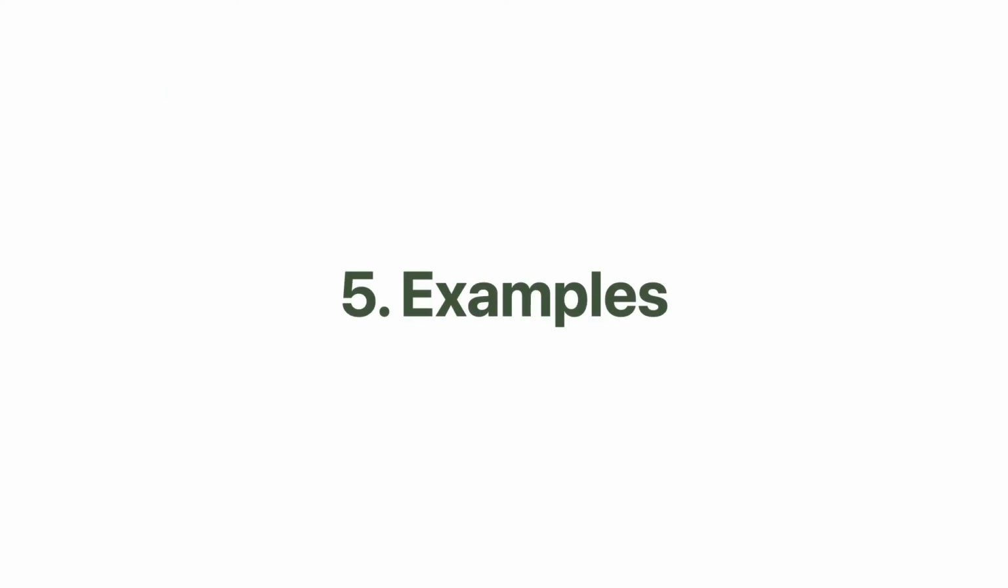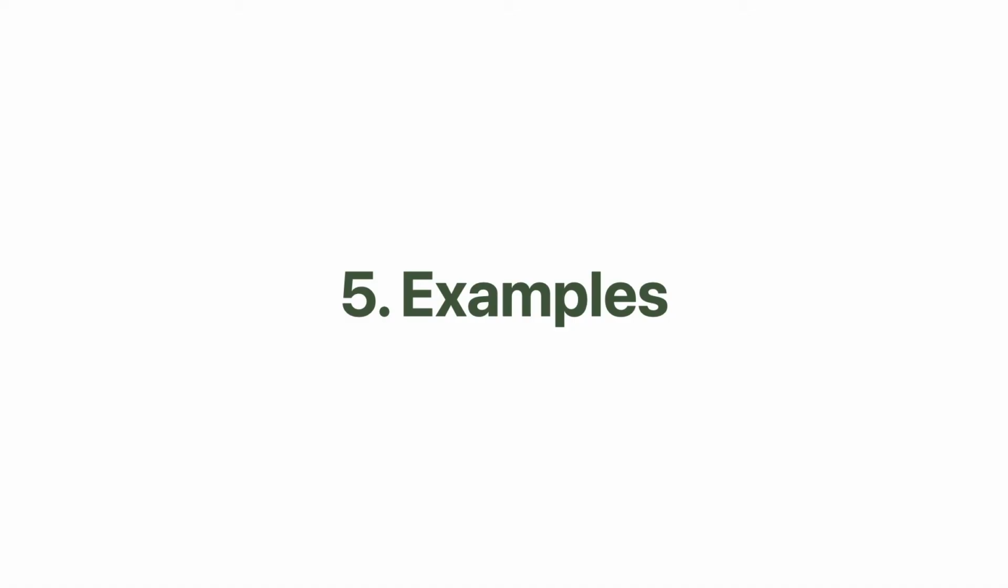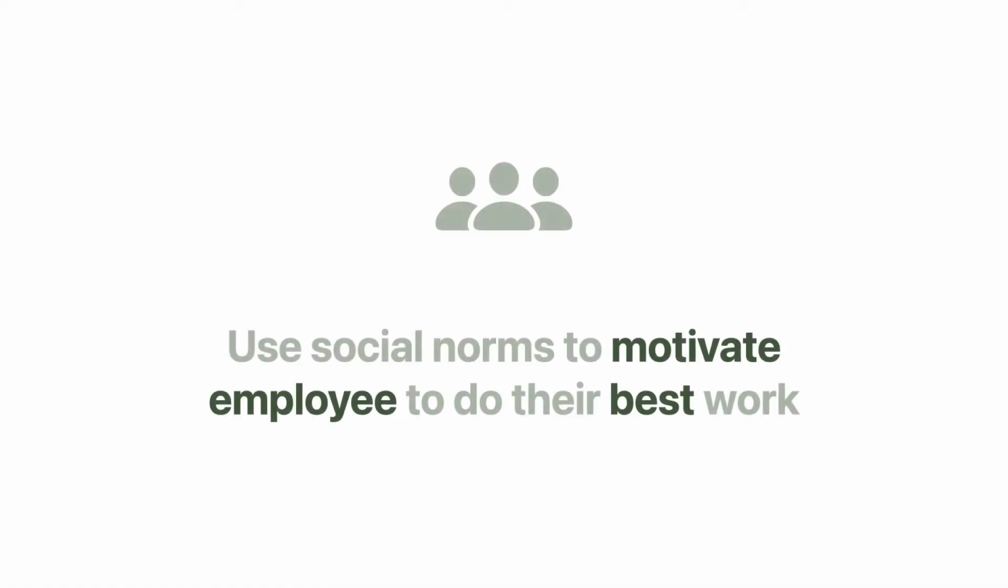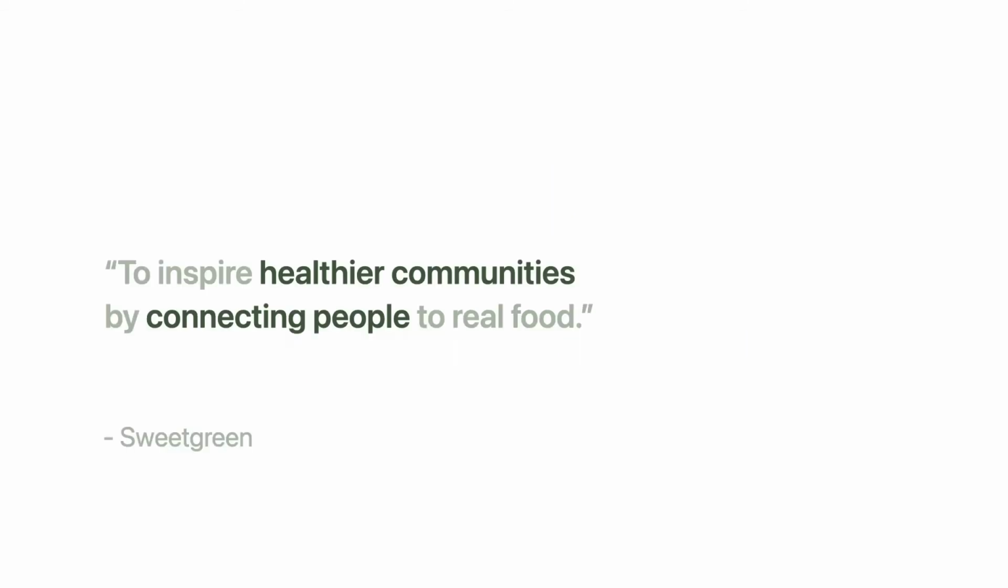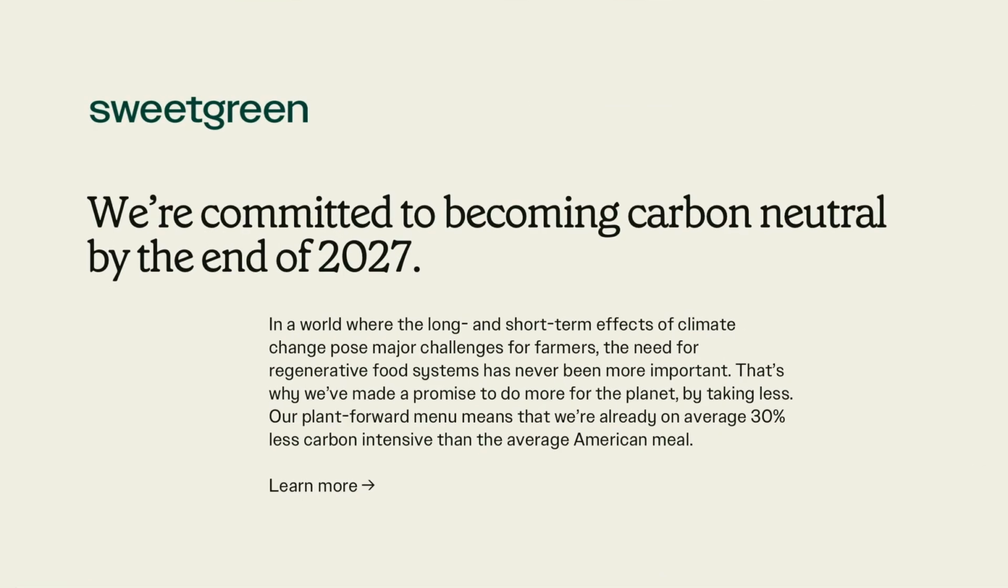Now that we know what social norms are and how they can potentially benefit our business, let's look at some examples of social norms that have been applied by other companies in the past. For the first example, they use social norms to motivate employees to do their best work. Sweetgreen aims to inspire healthier communities by connecting people to real food. They also have a lot of commitments as well. For example, Sweetgreen is going carbon neutral in 2027.